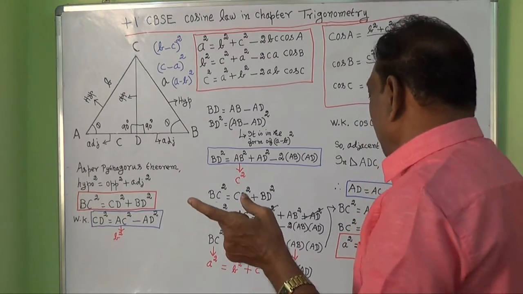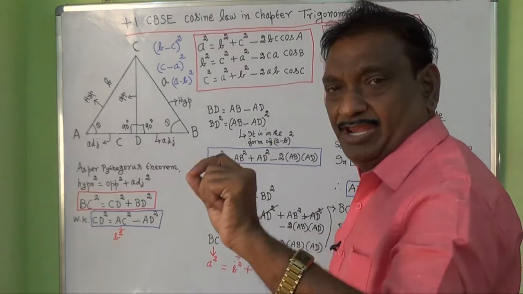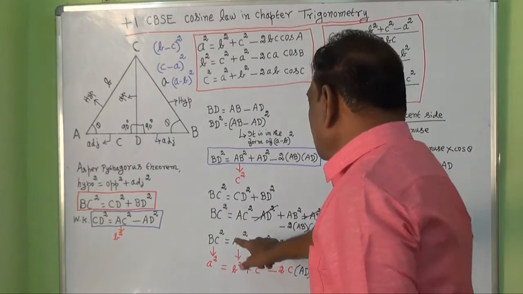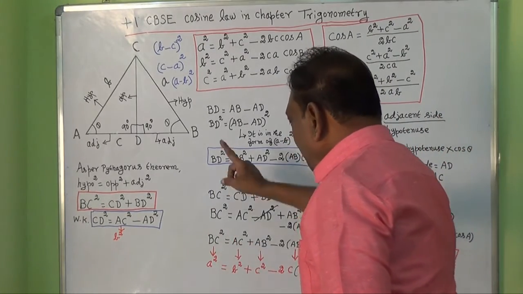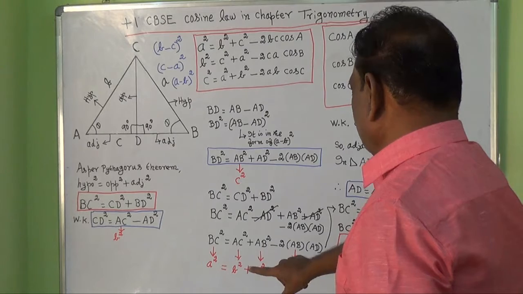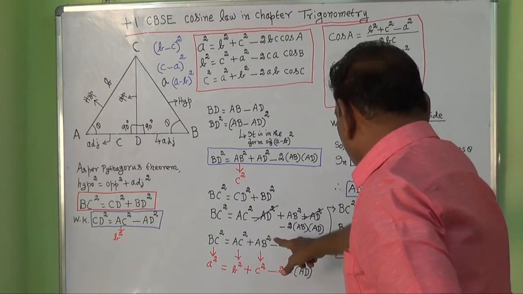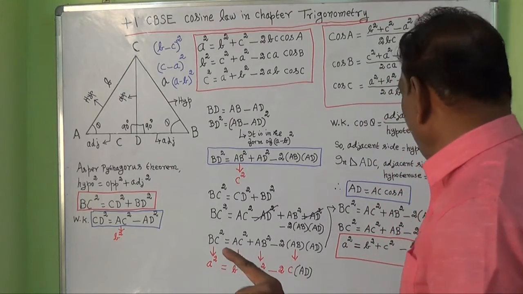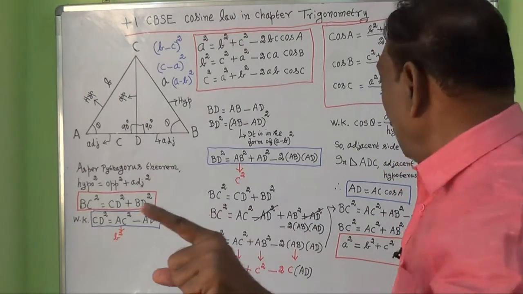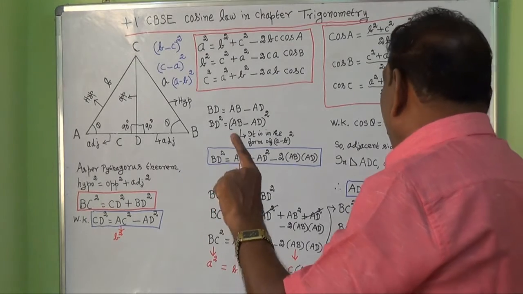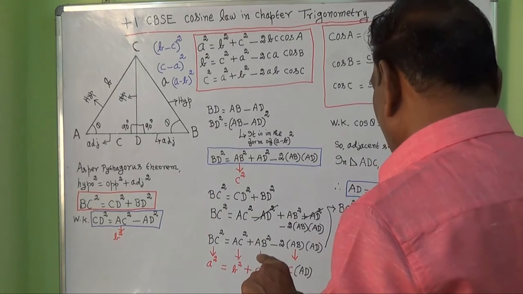Then again we are going to write the equation BC square we have already determined. That is BC square equal to AC square plus AB square minus 2 AB into AD. Now we have found AD equal to AC cos theta.